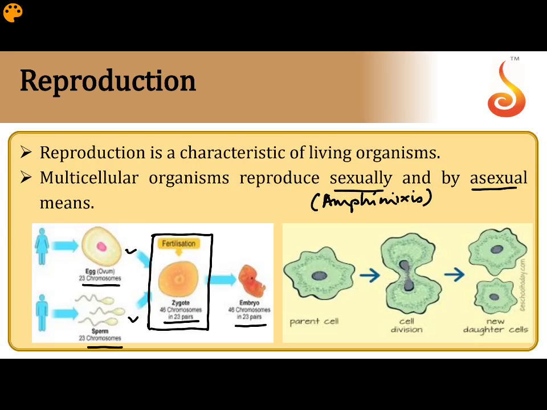But in case of asexual reproduction, one organism dividing into two organisms through the process called cell division happens. So, in other words, sexual reproduction brings in variation, whereas asexual reproduction forms clones because there is no genetic variation.